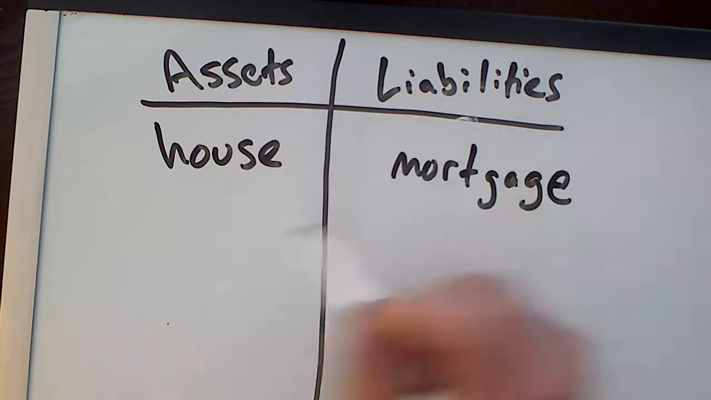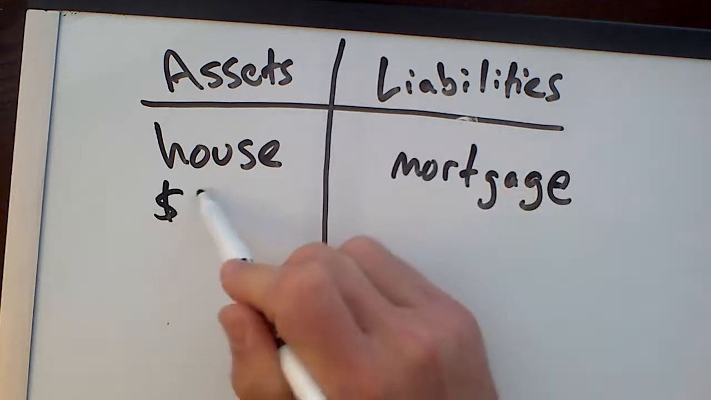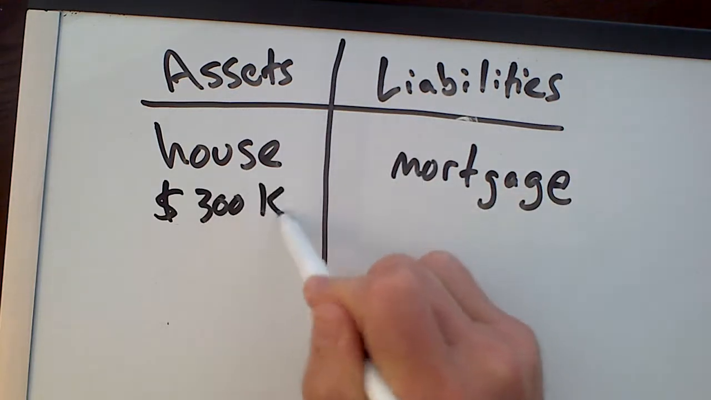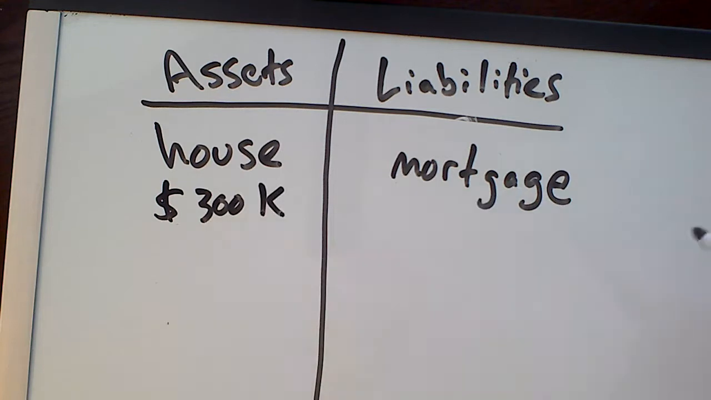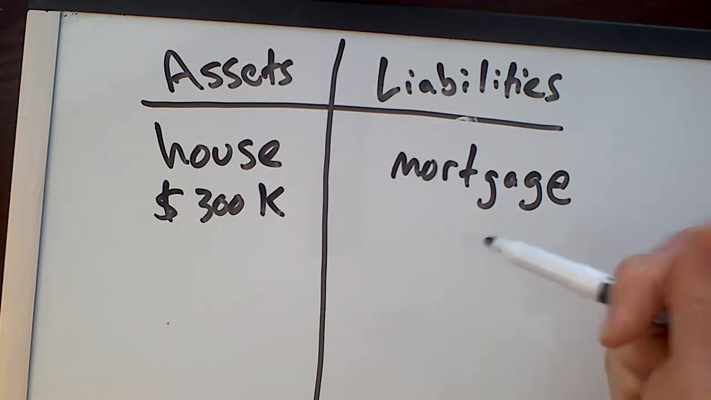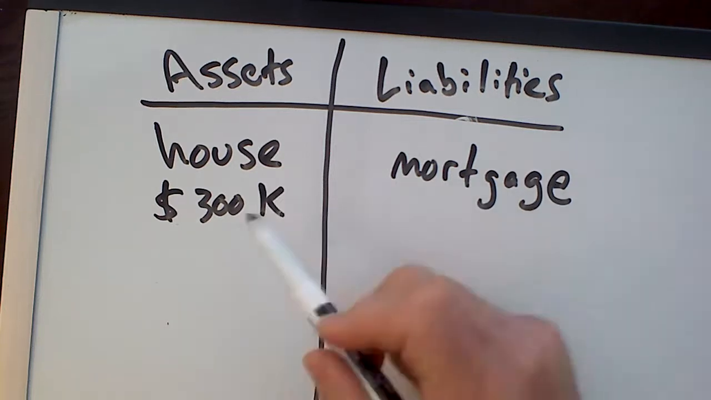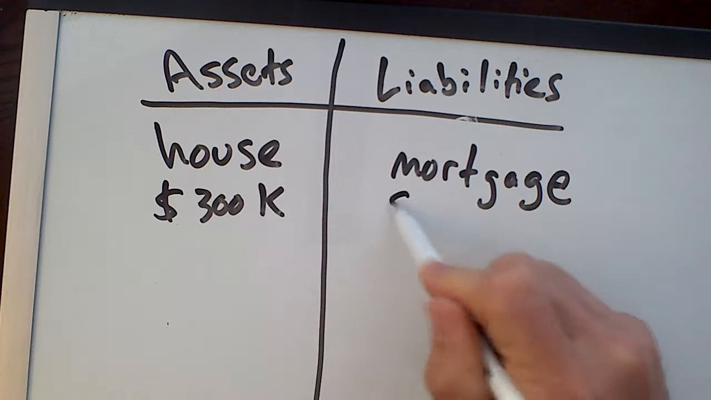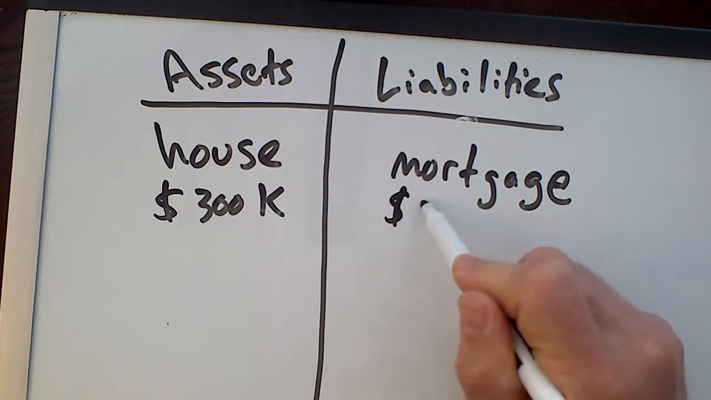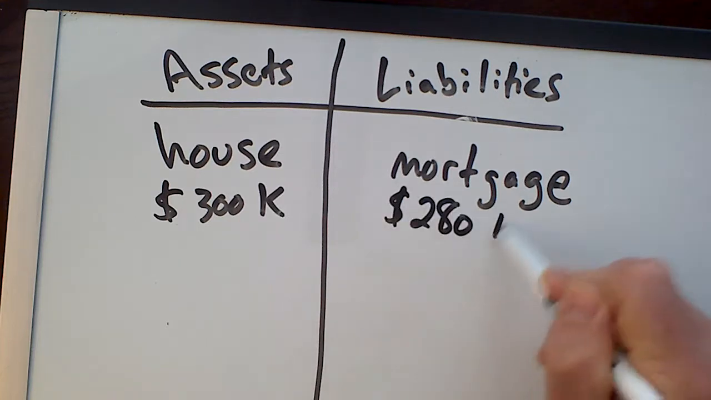Again, your assets should be larger than your liabilities, and so let's imagine you bought a house for $300,000. In this area, that's actually probably a steal. That might be a fixer-upper. But you have to make a down payment on the house, and so your mortgage is going to be a little bit less than $300,000 even from the start. Maybe your mortgage is like $280,000.